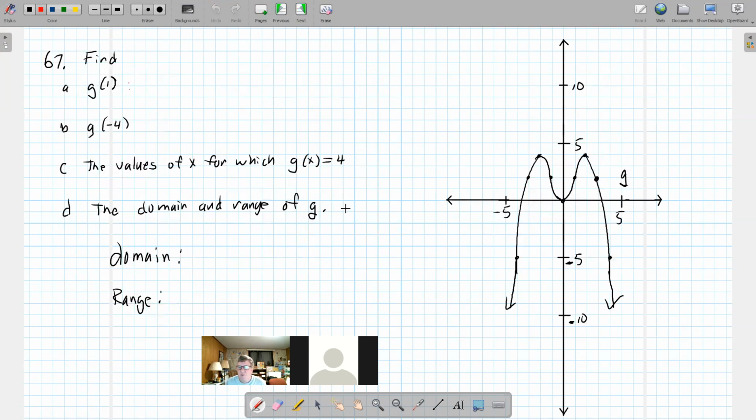Pretty much same thing again. Find g of 1. Now the scale's back to each square is 1 unit on the x-axis and 1 unit on the y-axis. So g of 1 would be 2. G of negative 4 would be negative 5. Okay.